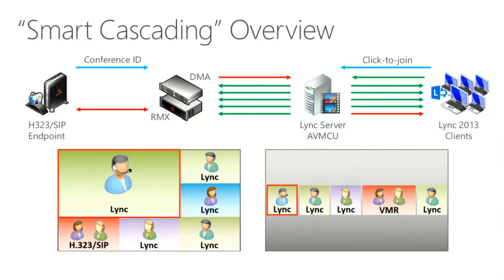Now, this could be any endpoint. In this case, I'm using, obviously, a Polycom one because it was easy for me to get my hands on. But it could be Cisco, it could be Tandberg, it doesn't matter what it is. And it also doesn't matter whether it's SIP or H.323 as well. So, ready? Should we give it a go?